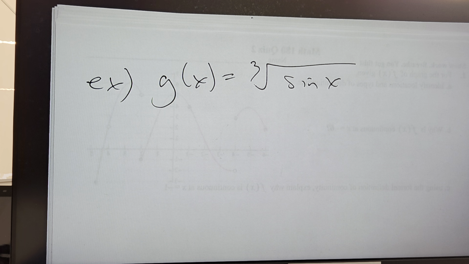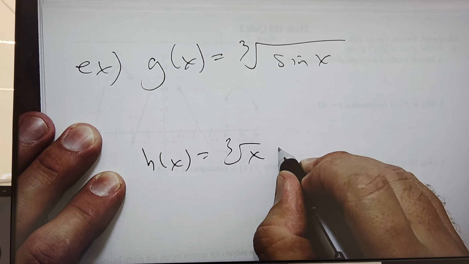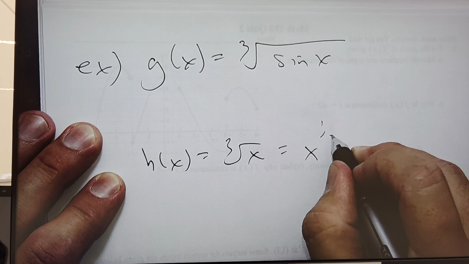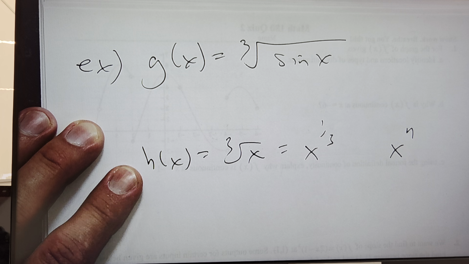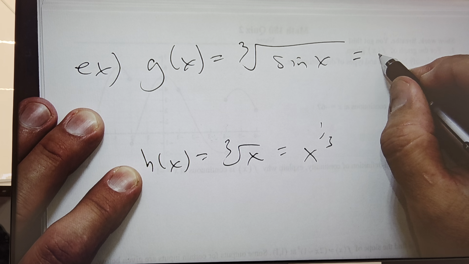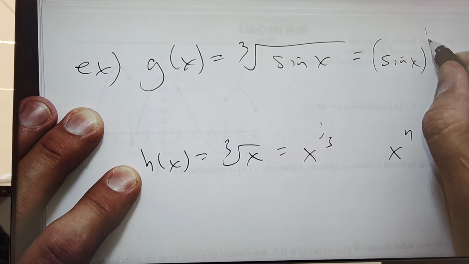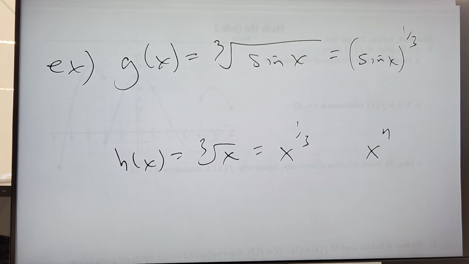Do we know what the derivative of cube root of x is? Yes. Why do I know it? Because cube root of x is x to the 1/3. Is that in the form x to the n? Yes. Now what is this? Rewrite it: sine x to the 1/3. Do I have a rule for sine x to a number power? I don't have a rule for this.